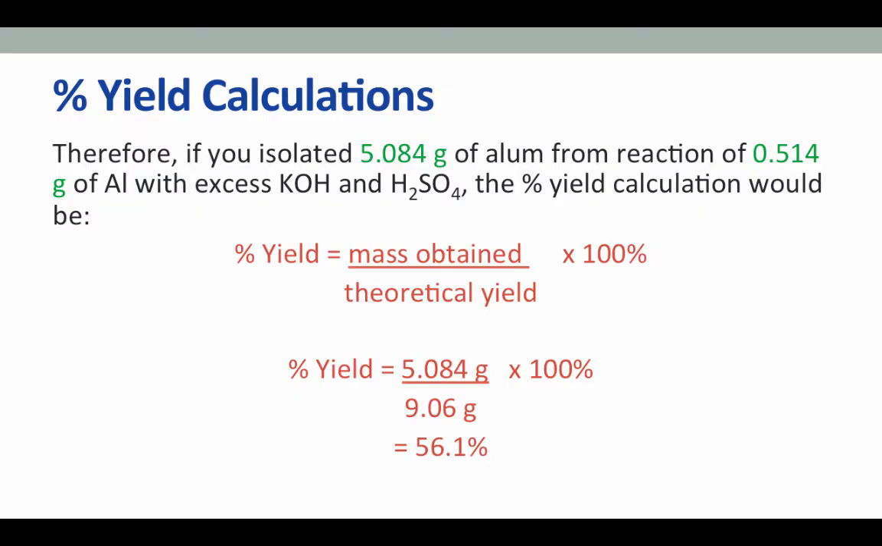Note that I have 3 sig figs in my final answer because my theoretical yield only had 3 sig figs. And I need to use the least number of sig figs when I'm using division.